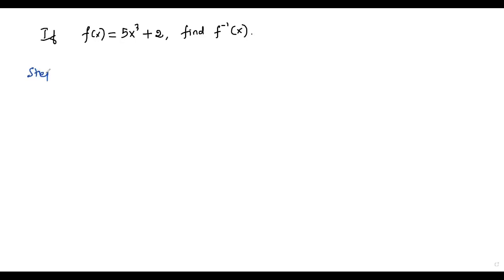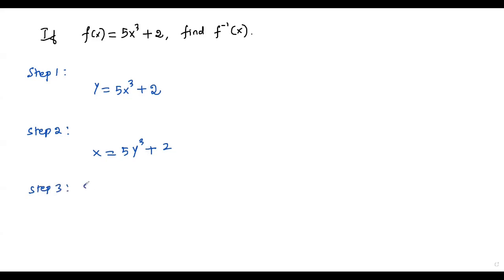Step 1. In the given function, you have to replace f of x by just y. Then you'll get y equals 5x to the third power plus 2. Now step 2. You have to switch x and y, then I'll get x equals 5y to the third power plus 2.